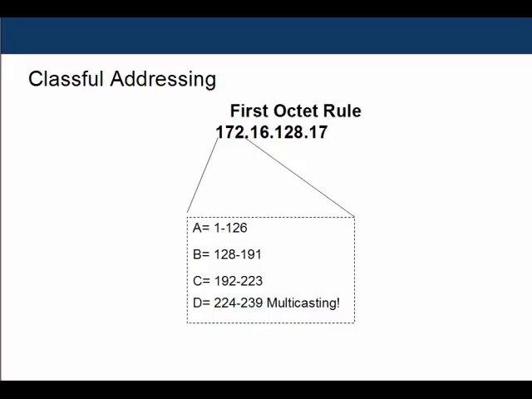You'll notice that 127 is missing from the chart. 127 is reserved for local hosts and loopback. We'll be using this address a little bit later on in conjunction with the ping command for some basic troubleshooting.